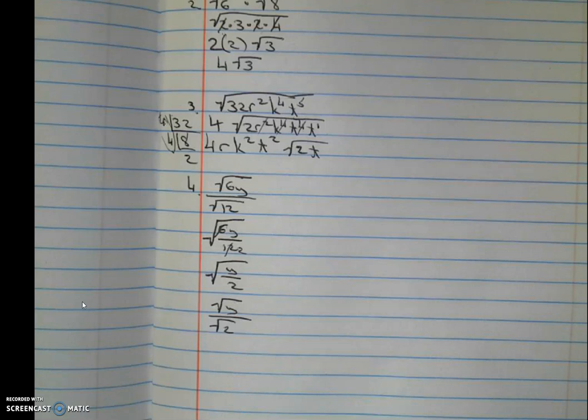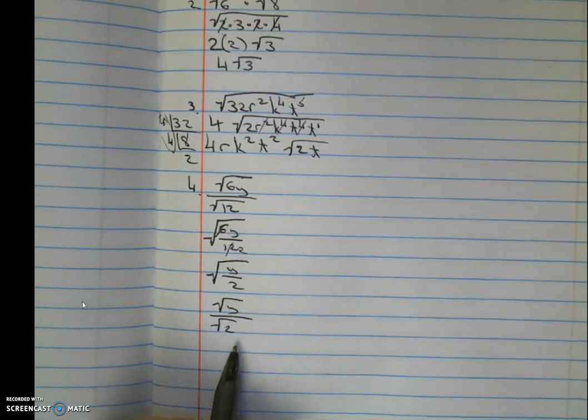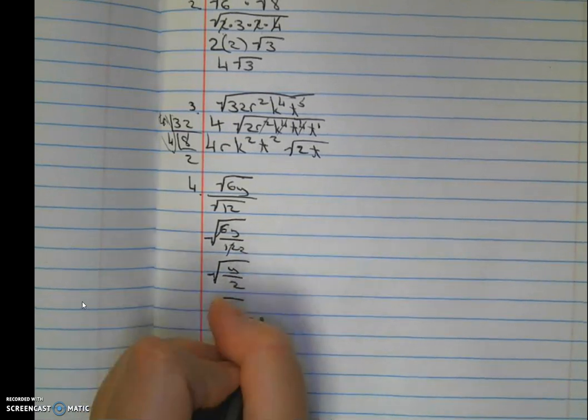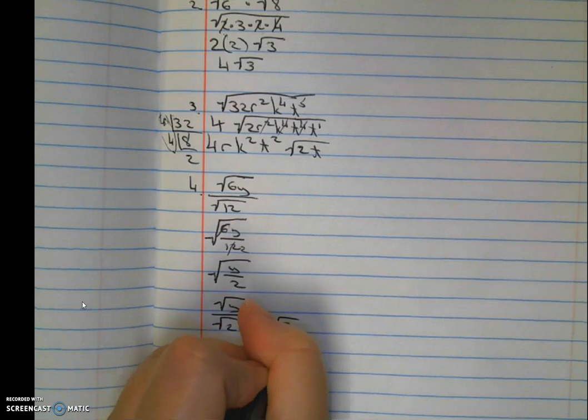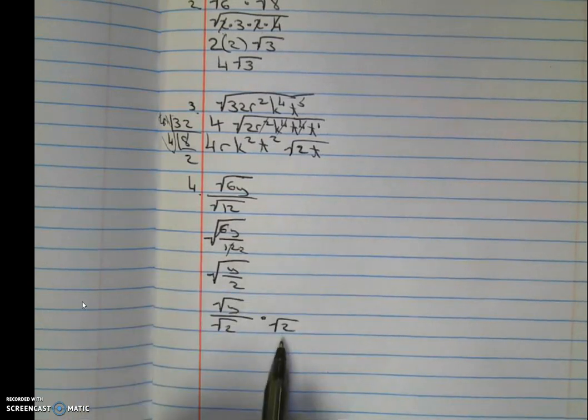Well, here's our process. I have a square root of 2 in the denominator. That's where I have my issue. Think of what the square root of 2 times square root of 2 is. Square root of 2 times square root of 2, which is square root of 4, is a plain old whole number of 2. That's good.